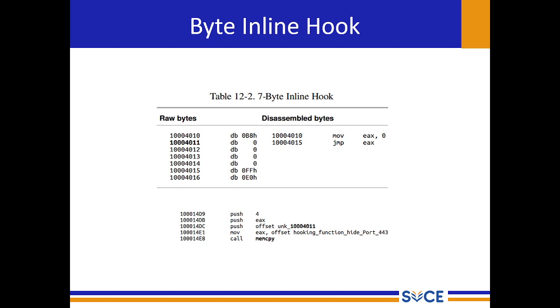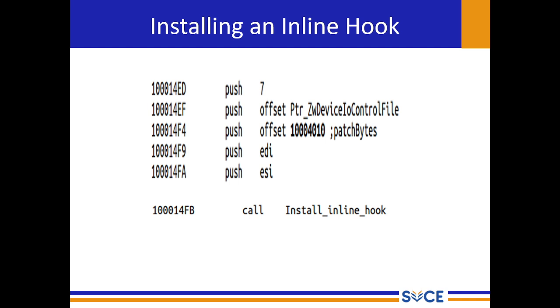The patch bytes, that is 1004010, and the hook location are then sent to a function which installs the inline hook. This is a screenshot showing how the inline hook is installed. And now ZwDeviceIoControlFile will call the rootkit function first. Then the rootkit hooking function removes all the traffic destined for port number 443, and then it calls the real ZwDeviceIoControlFile. So everything continues to operate as before the hook was installed.